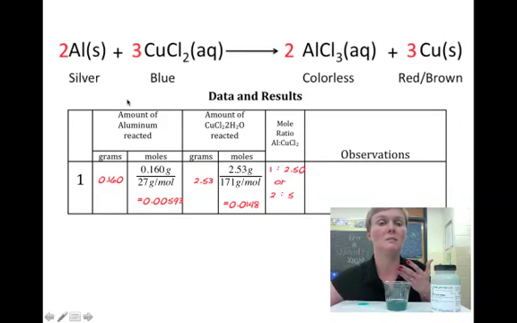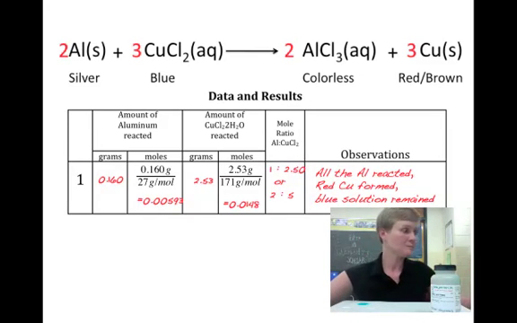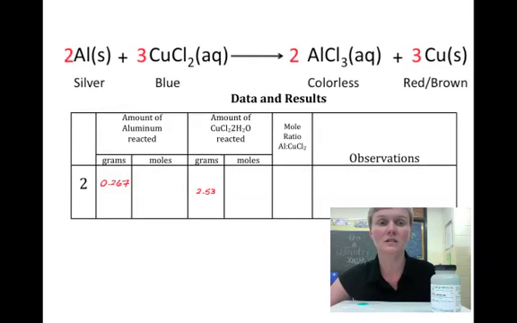Now keep in mind that the balanced equation says that we need only 3 moles of copper chloride for 2 moles of aluminum. So make sure you get this written down in your data table. All the aluminum reacted, so it's all gone. Red copper solid formed, and a blue solution remained. Next, we will move on to our second reaction.